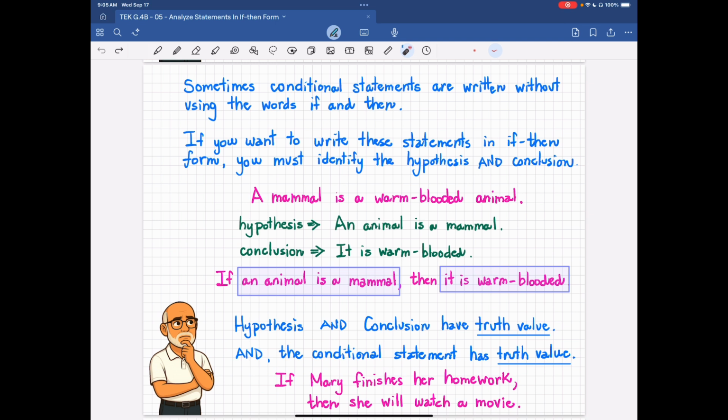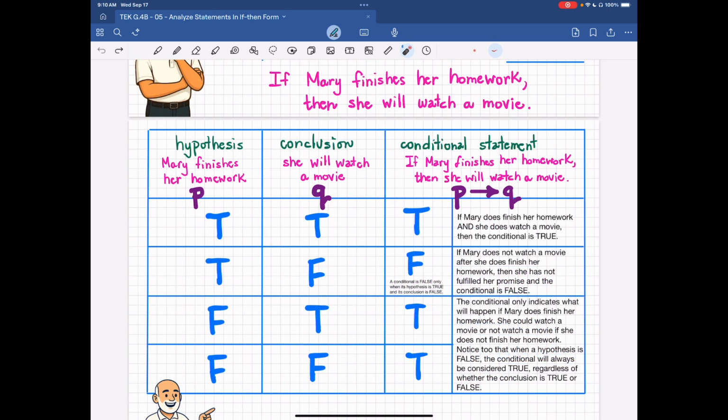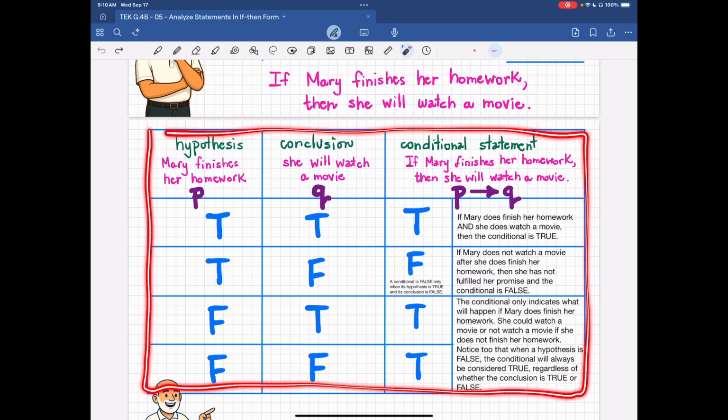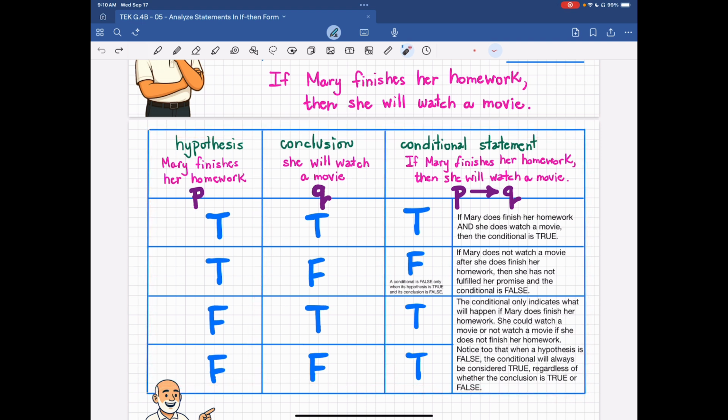If Mary finishes her homework, then she will watch a movie. Okay, so what we're going to do is look at truth values for the hypothesis, the conclusion, and the total conditional statement. The easiest way to work with truth values in regard to a conditional statement is to build a table. And so that's what I did here. I built a table with 3 columns, hypothesis in the first, conclusion in the second, and then the entire conditional statement in that last column.